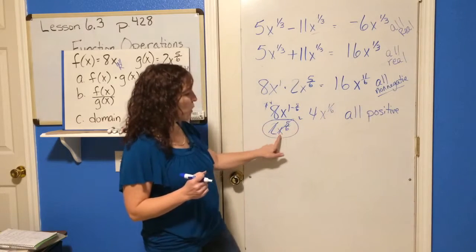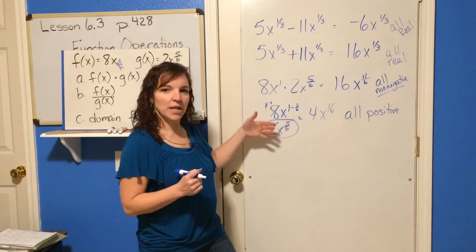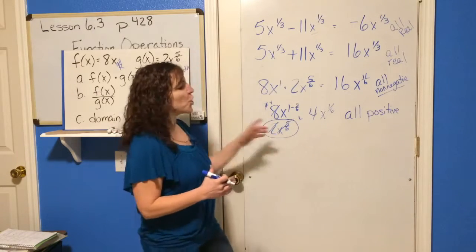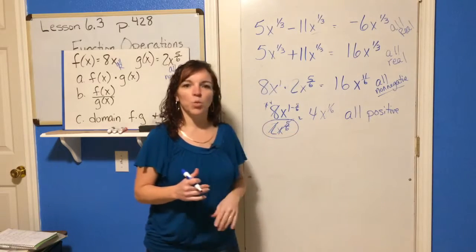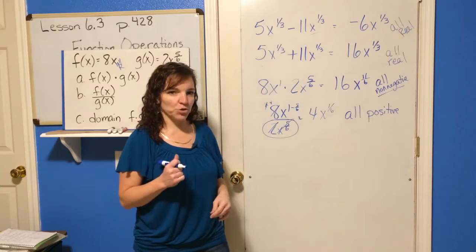The difference between non-negative numbers and positive numbers is that 0 is not included in this one. Because if 0 were here, then we would end up with a fraction that's not possible. You can't divide by 0. It doesn't work. So all positive x's will work here. All positive real numbers will work in this function. So that is your domain.